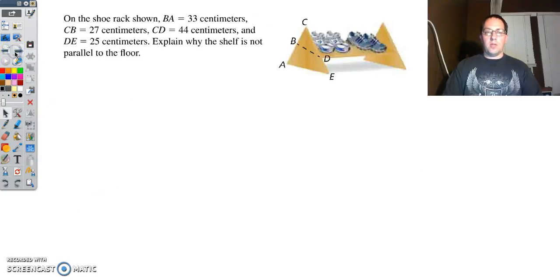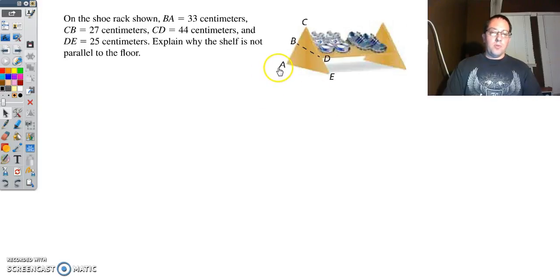All right, let's see what we've got next. Here we have a shoe rack. It gives us the lengths of some of these sides: BA is 33 centimeters, CB is 27, CD is 44, and DE is 25. How do we know with these measurements that this shoe rack is not parallel to the floor?